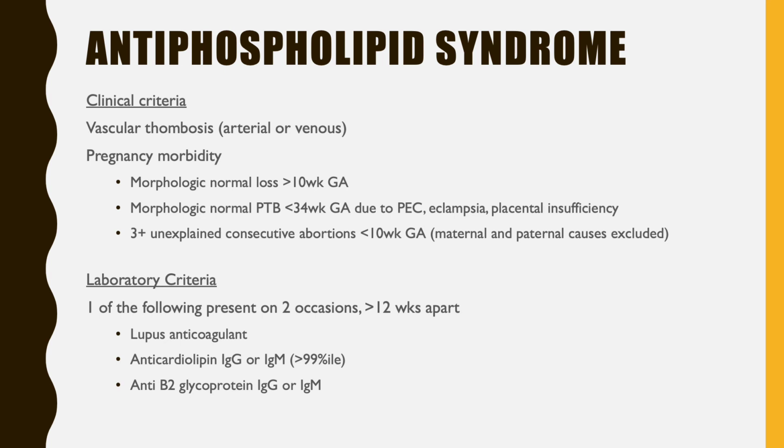glycoprotein IgG or IgM. You only need one of these to be abnormal, but it needs to be on 2 separate occasions over 12 weeks apart. So if on your initial lab draw all of these are normal, you don't have to do anything further. If one is abnormal, you will repeat these labs in 12 weeks. And if it's again abnormal, then you have met your laboratory criteria.